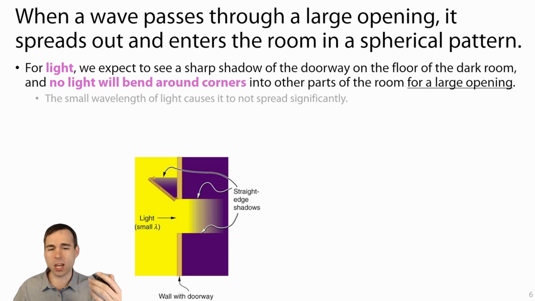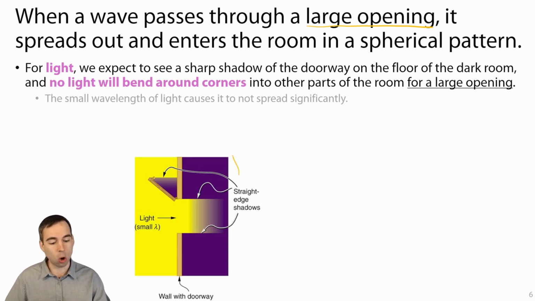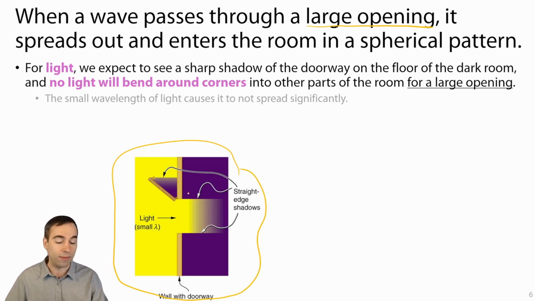So let's just think about this for a sec. When a wave passes through a large opening, we can say that it spreads out and enters into the room. But this is a little bit different between sound and light waves. We've learned about sound before, we've learned about light. If we think about a doorway right here, and we propose that light is a wave, well, we would expect for the light wave to sort of spread out as it goes through this doorway.